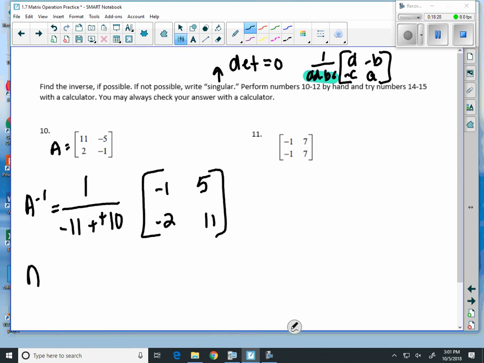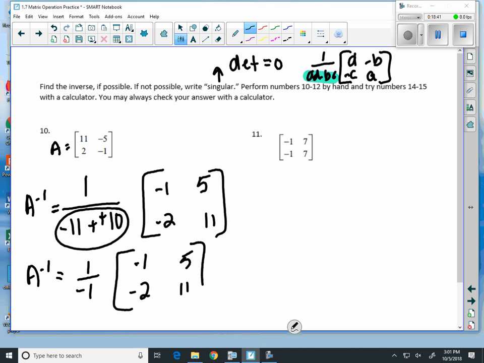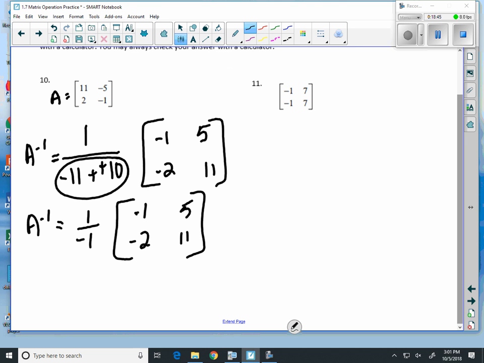From here, it's just simplifying. So if we look at our denominator, negative 11 plus 10 is negative 1. And our matrix stays the same. So right here, this is going to become just negative 1.